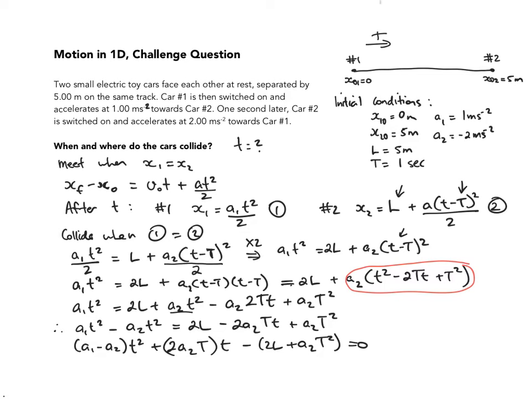If we have something that's in the form of ax squared plus bx plus c equals 0, solving for x there, we can say x is equal to negative b plus or minus the square root of b squared minus 4ac, all over 2a. So that's what we have. This is a, this is b, and this is c. And we can throw that into our quadratic formula.